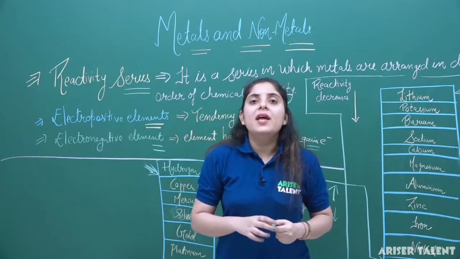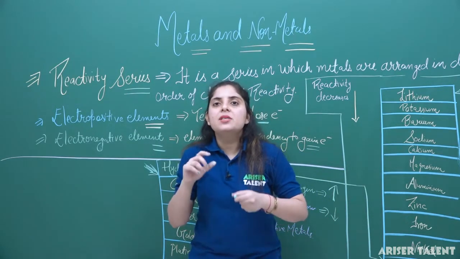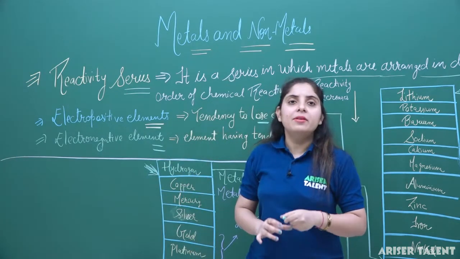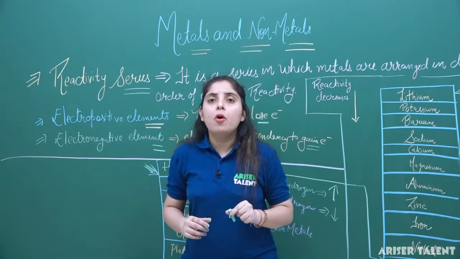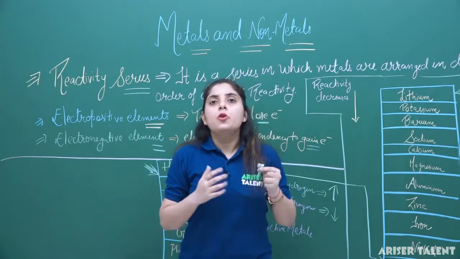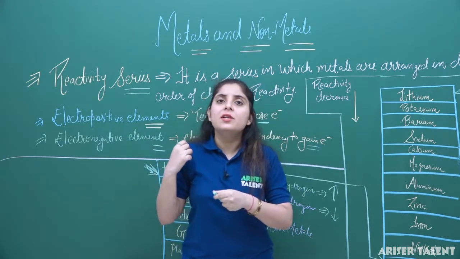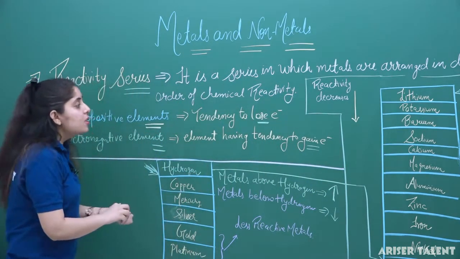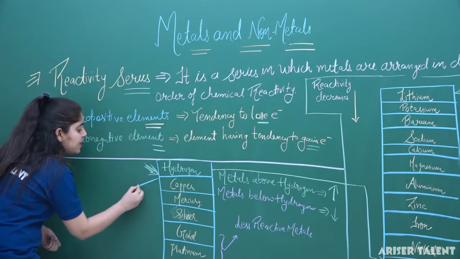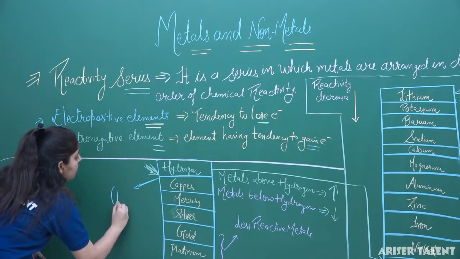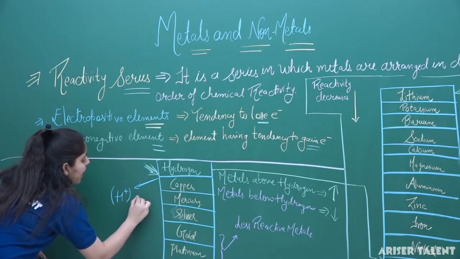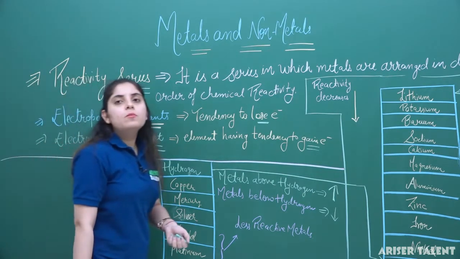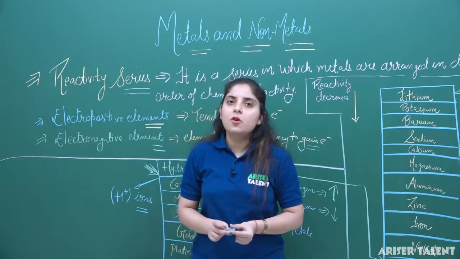Because hydrogen has a tendency to form H plus positive ions, so it is included in the reactivity series. I am again repeating my point: in spite of not being a metal, why is hydrogen included in the reactivity series? It is included because hydrogen has a tendency to form H plus ions. So positive ions are formed, and the comparison is done on the basis of hydrogen.